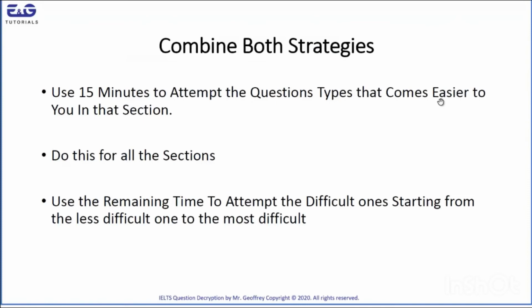The other one is what? Combine both. So you can combine both the 15 minutes rule and answering the questions that come easiest to you first. I get it. So we use 15 minutes to attempt the question types that come easier to you in that section. Do this for all the sections. Use the remaining time to attempt the difficult ones, starting from the less difficult one to the most difficult one. Remember, whatever you do, make sure that you time yourself.